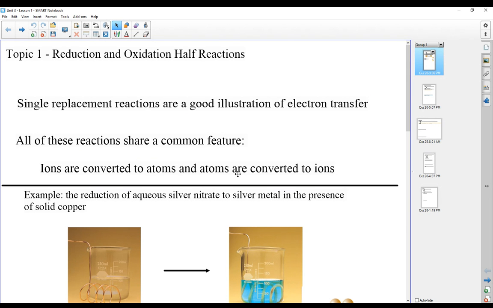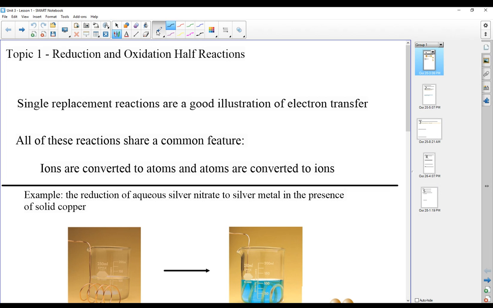So we're going to get started on the electrochemistry unit, and we're going to get started with topic 1, which is reduction and oxidation half reactions. Our single replacement reactions are a good illustration of electron transfer. Electron transfer just means electrons are being transferred, and all those reactions share a common feature: ions are converted to atoms, and atoms are converted to ions.